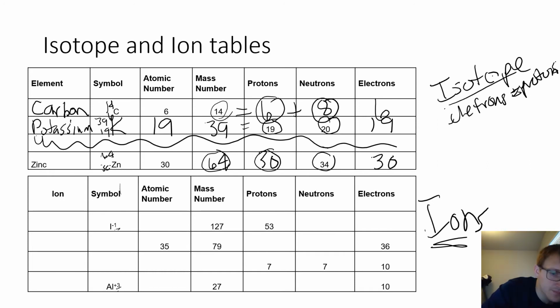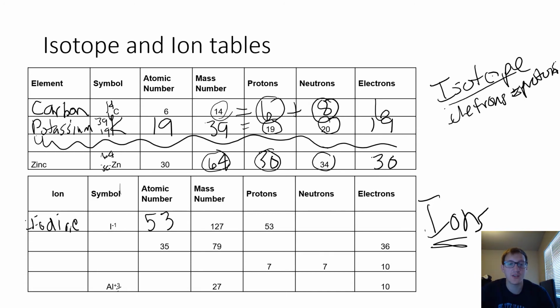All right. So now we're going to move on to ions, and the very first one looks like an iodine ion with the I to the -1. So I'm going to put iodine here. The atomic number for iodine when you look it up is 53. You could also tell that from the protons.